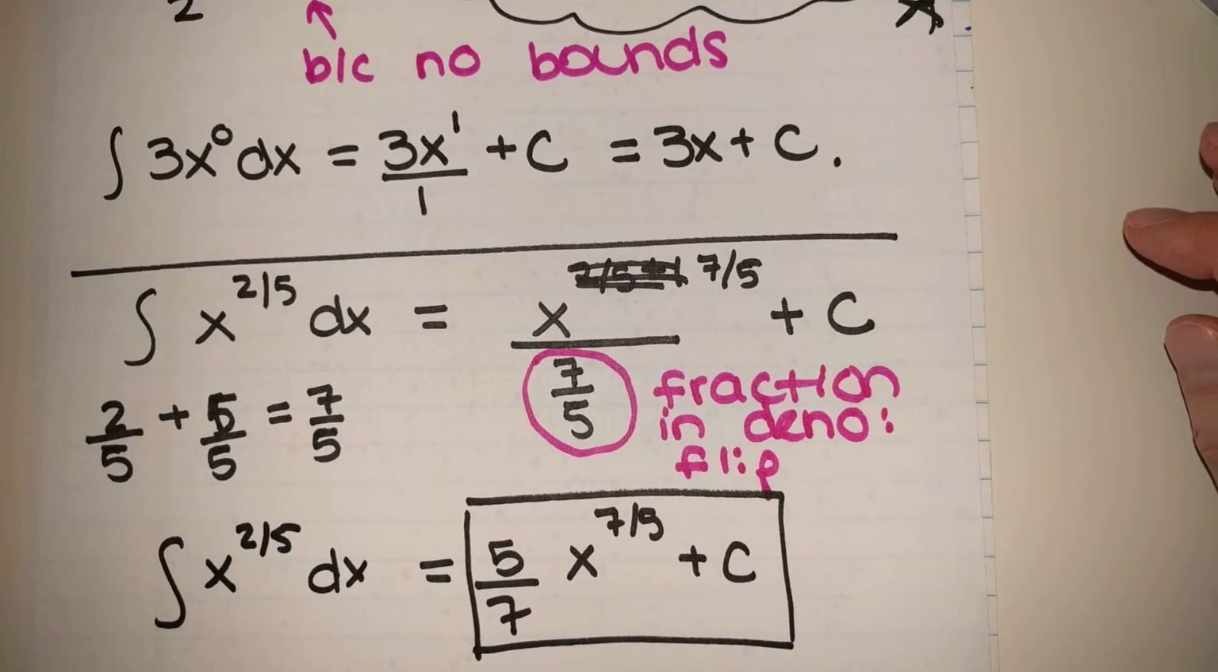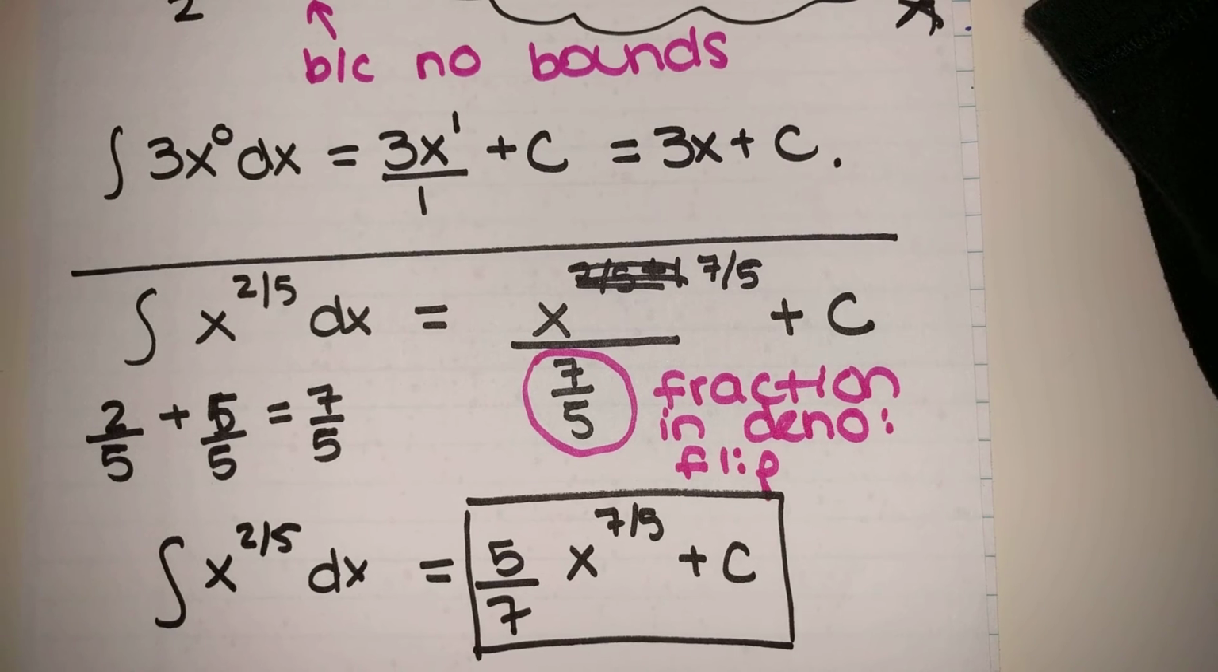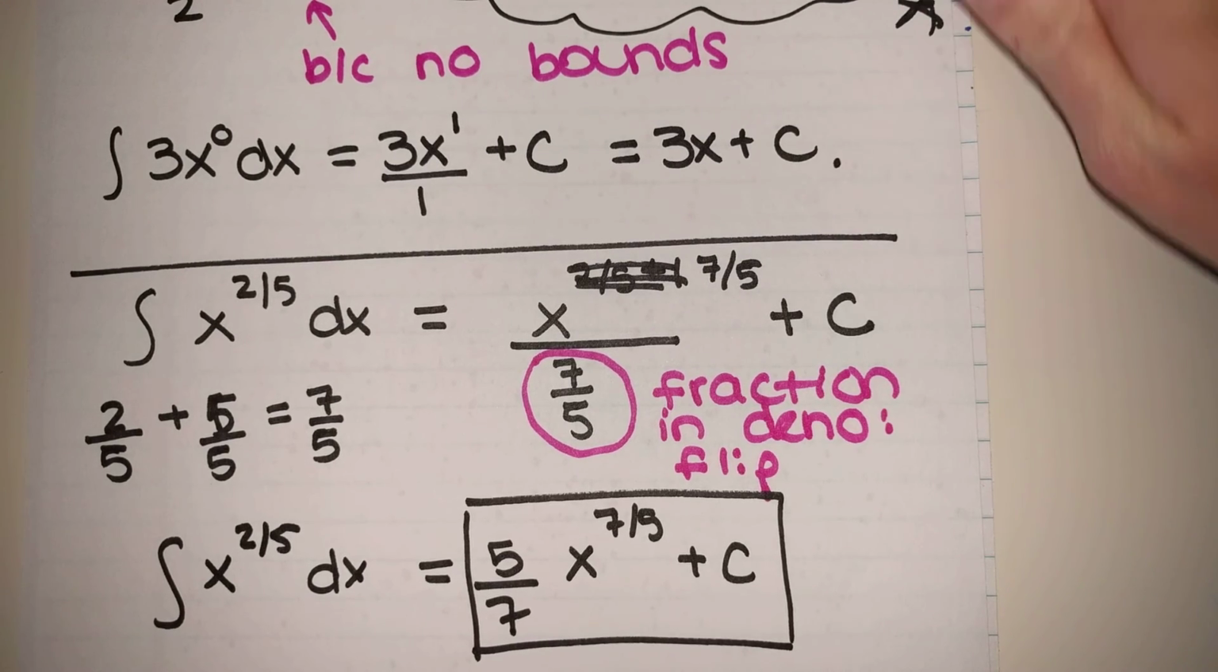Now, 2 other examples of this will be when we have 1 over x and e to the 3x. And we'll actually do that in the next video. So these are just some examples of our power rule that we have.